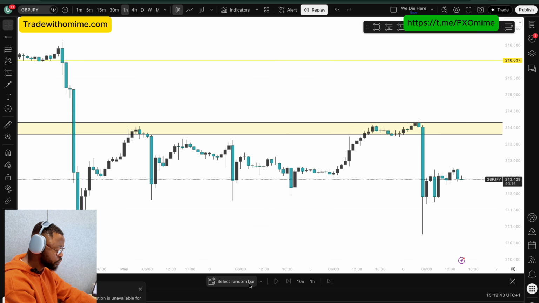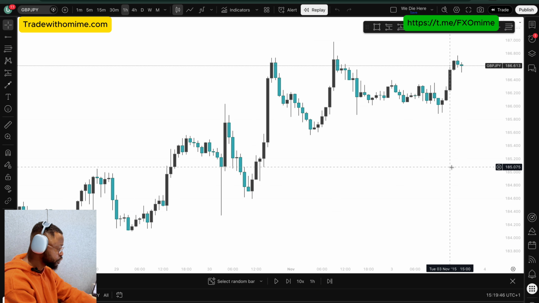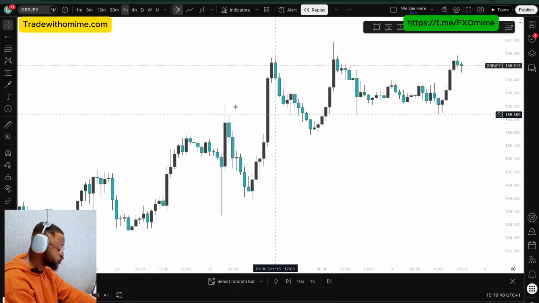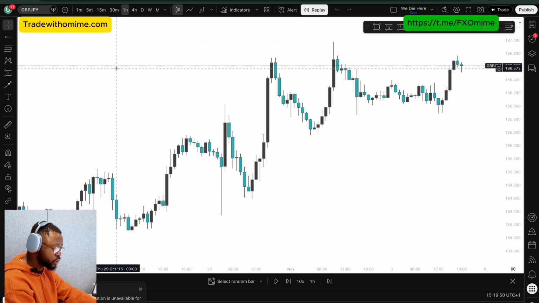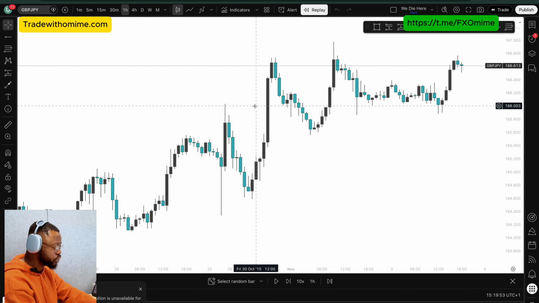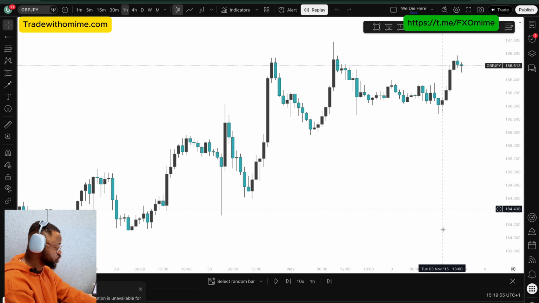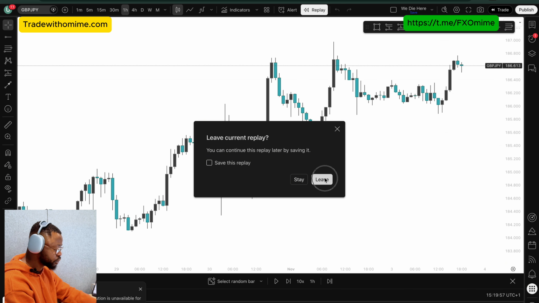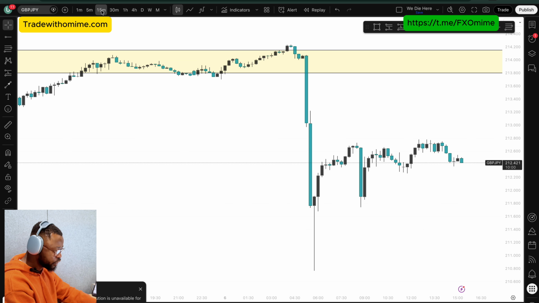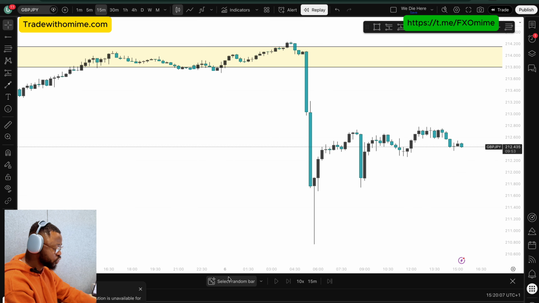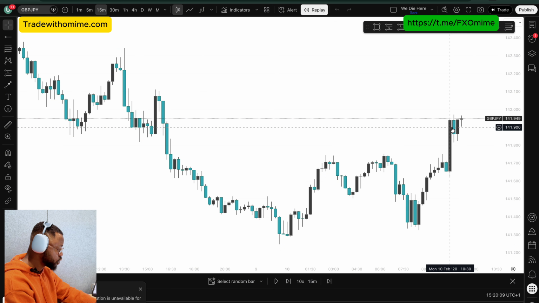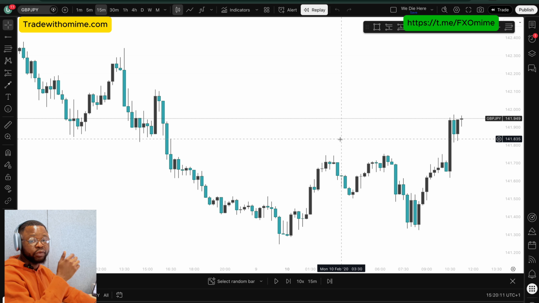So back to random, select a random bar. It took us to November 2015. Are we able to get, okay, no data. Okay, let's do something smart here. I'm going to go M15 first, then select random from here. So it's taking us to February 2020. So now we're going to be doing a 5 trade backtest session from February 2020.